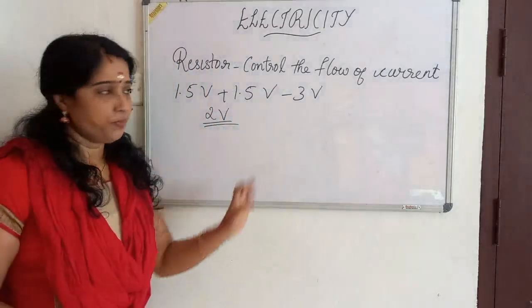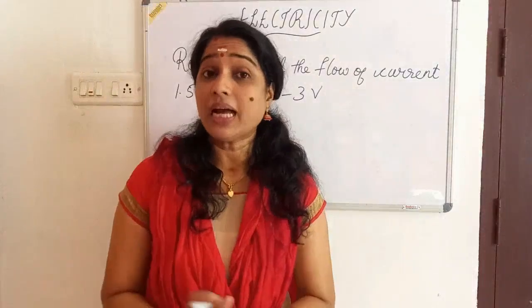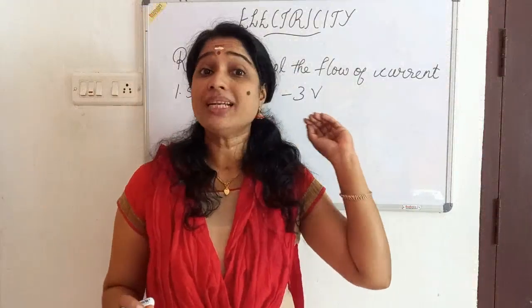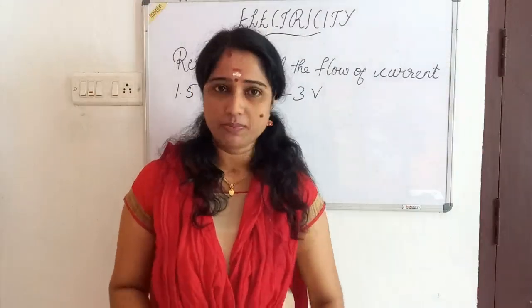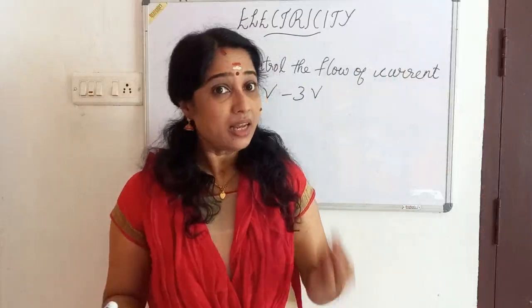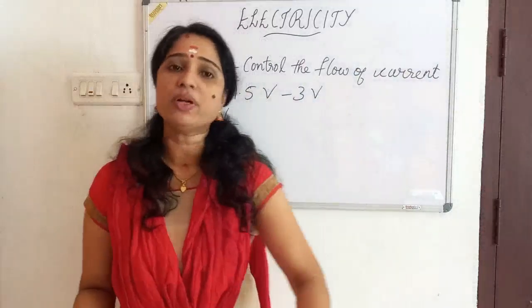1.5 volt each. So total 3 volt. So if we construct that circuit without the resistor, there is a chance of damage to the LED bulb.